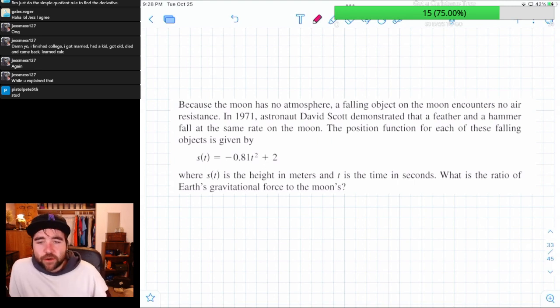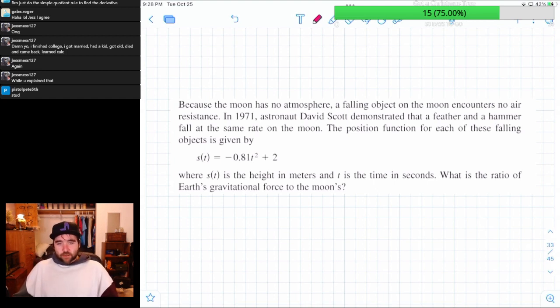So here's a nice little scenario for us. Because the moon has no atmosphere, a falling object on the moon encounters no air resistance. In 1971, astronaut David Scott demonstrated that a feather and a hammer fall at the same rate on the moon. The position function for each of these objects is given by s(t) = -0.81t^2 + 2, where s(t) is the height in meters and t is the time in seconds.